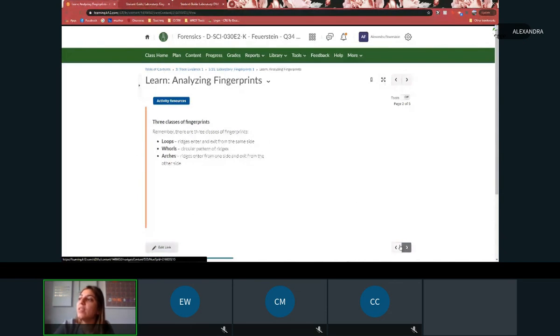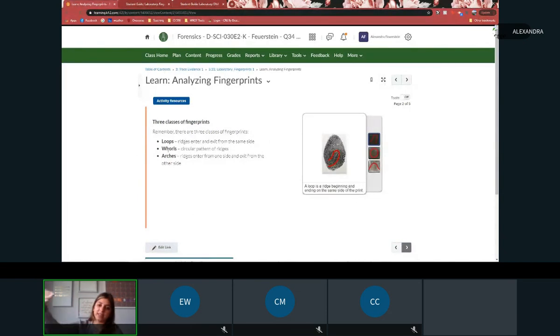So the main thing that you need to know when you're going into this lab is the 3 different types of patterns. We've got loops, we've got whorls, and we've got arches. So this is a loop, right? So this is what we would think of. Like if I look at my thumb, I realize I actually don't have one on my thumb. However, I do have one on my middle finger. I have them on a couple of my middle fingers. It's actually really fascinating to be looking at my fingerprints, knowing these things.